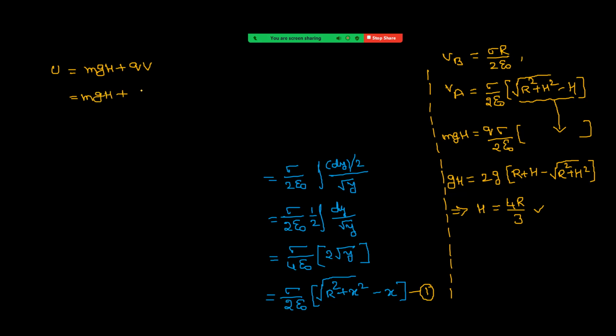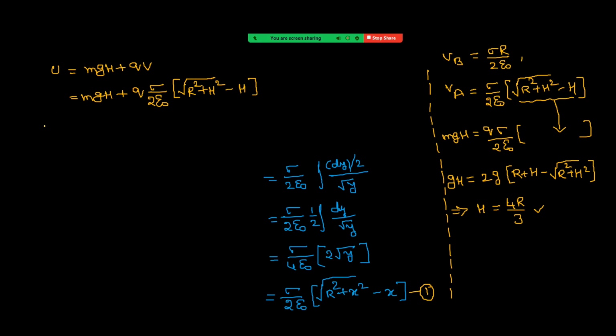So mgh plus Q into the potential. See how much we got here, this fellow, right? So sigma by 2 epsilon naught, when the x value is h, into square root of r square plus h square, minus h. So we got the potential energy as a function of height h.